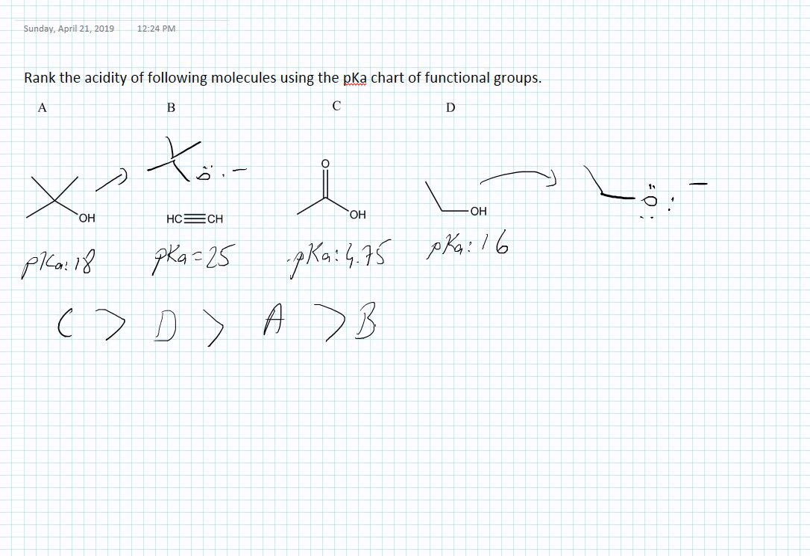So in this question we compared the acidity of a tertiary alcohol, a primary alcohol, an alkyne, and a carboxylic acid, and we concluded that carboxylic acids are the most acidic, then the primary alcohol, then the tertiary alcohol, then the alkyne molecule.